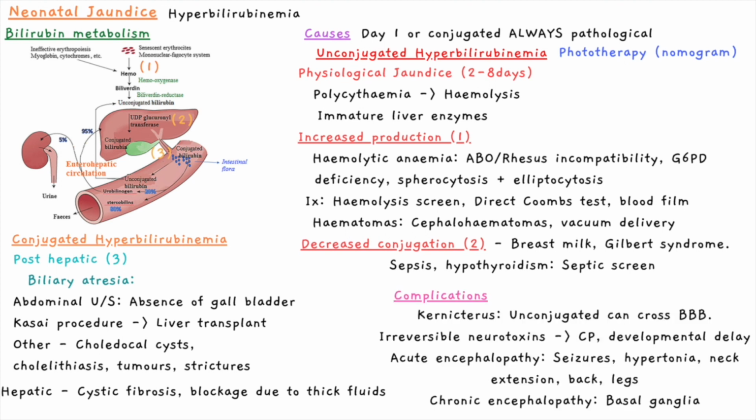Complications such as kernicterus occur because unconjugated bilirubin can cross the blood-brain barrier. And bilirubin is a neurotoxin, and this causes irreversible issues such as cerebral palsy and developmental delay. Acute encephalopathy can manifest as seizures or hypertonia, so the baby would be hypertonic, have neck extension, extended back and legs, and look really rigid. Chronic encephalopathy can affect the basal ganglia, leading to movement disorders.